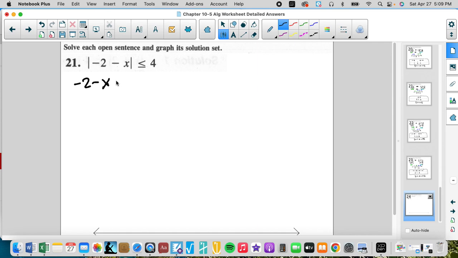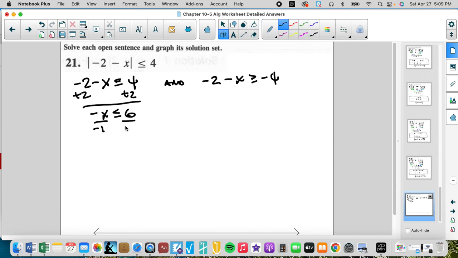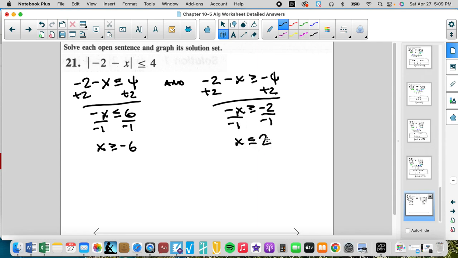Negative 2 minus x is less than or equal to 4. Less than is and. Negative 2 minus x is greater than or equal to negative 4. Let's add 2. Add 2. Negative x is less than or equal to 6. Let's divide by negative 1. We get x is greater than or equal to negative 6. Add 2. Add 2. Negative x is greater than or equal to negative 2. Divide by negative 1. X is less than or equal to 2.